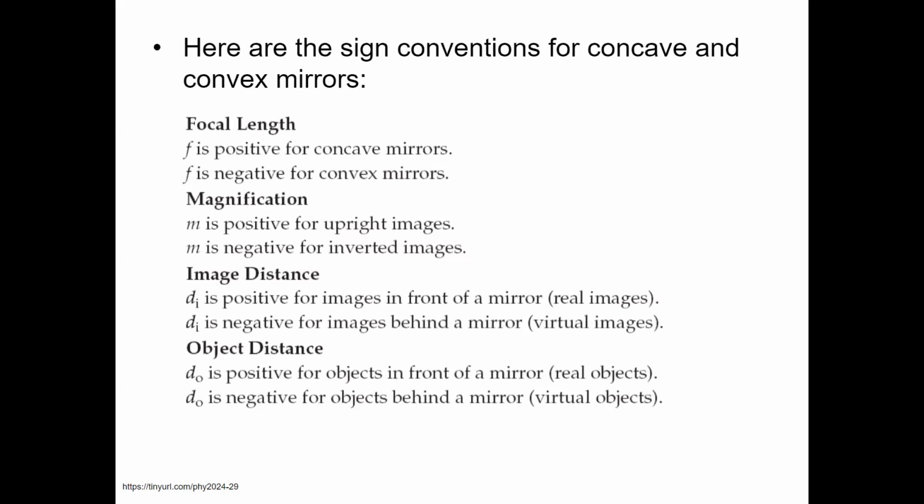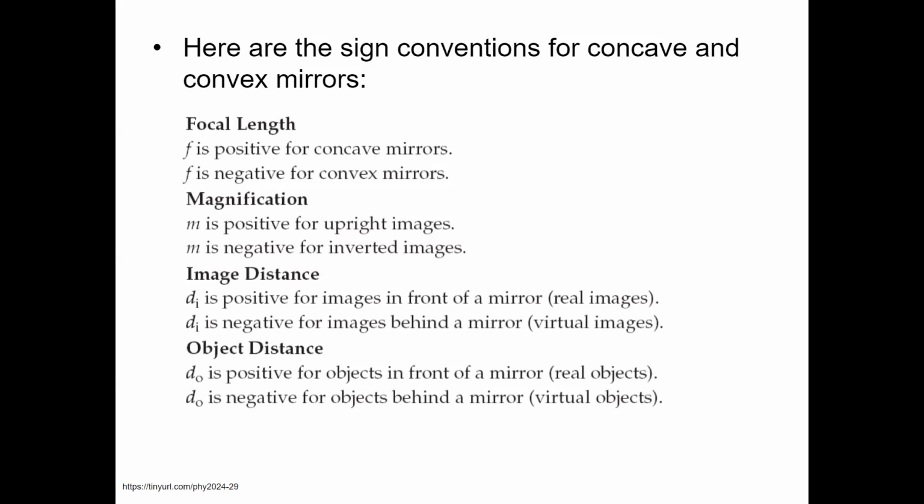So the sign conventions here: if f is positive, that is for a concave mirror; f will be negative for a convex mirror. And then m is positive for an upright image, so that means magnification is positive for virtual images. And m is negative for an inverted image, because the image is inverted, so we have a negative sign for the magnification. So for a real image, m is going to be negative.